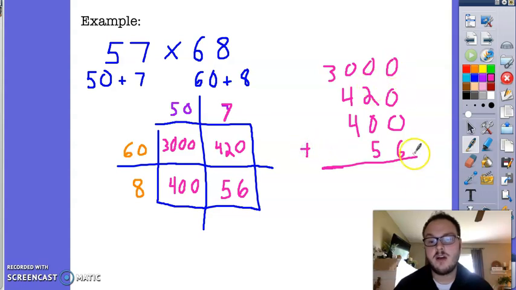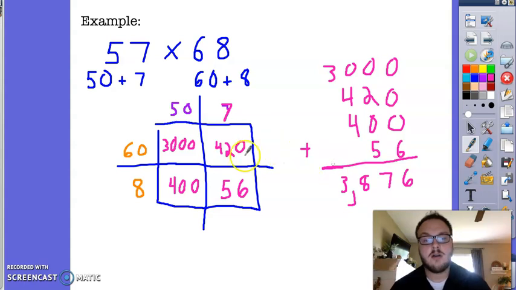The sum of this column is going to be 6. My sum of this column, 7. My sum of my hundreds column is 8. My sum of my 1,000 columns is 3. So my product for 57 times 68 is 3,876.